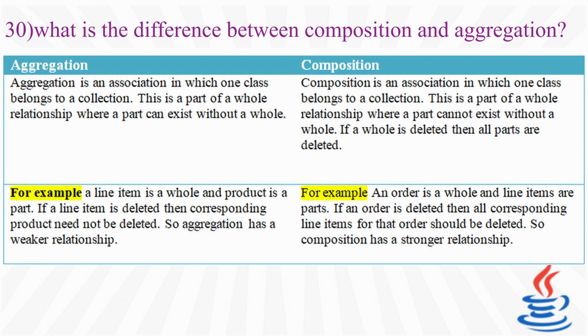Composition is a part-of-a-whole relationship where a part cannot exist without a whole. If a whole is deleted, then all parts are deleted. For example, an order is a whole and line items are parts. If an order is deleted, then all corresponding line items for that order should be deleted. So, composition has a stronger relationship.